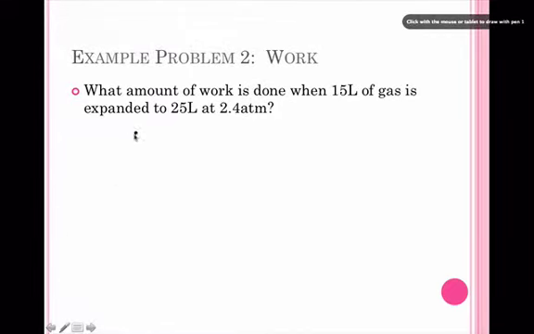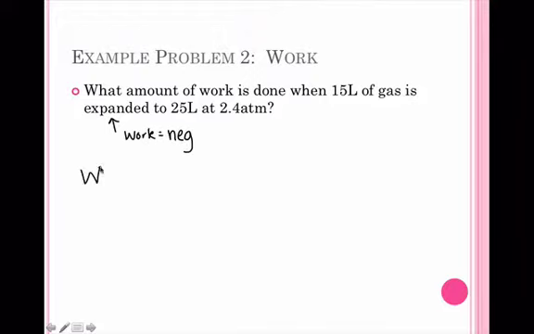All right, so our example 2 question here. What amount of work is done when 15 liters of gas is expanded to 25 liters at 2.4 atmospheres? Well, the first thing we need to think about is work. Is it going to be positive or negative? And they're telling us that the gas is expanding. So that tells me that work needs to be negative.